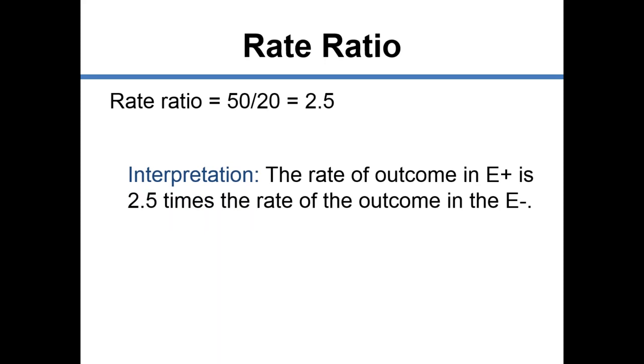So if there's a rate ratio of 2.5, I didn't give you the time units, but they cancel out, that's why I didn't do that. The rate of outcome is 2.5 times higher in the exposed than the unexposed. Next slide, please.